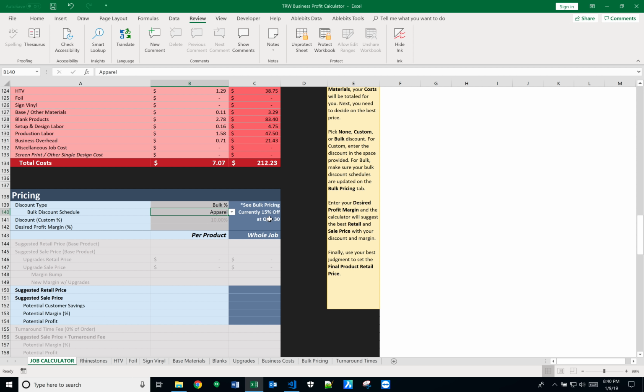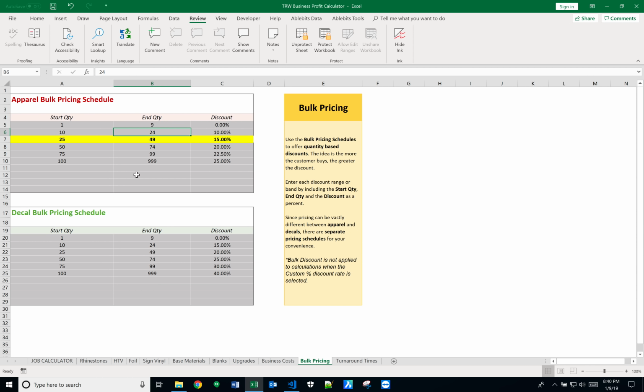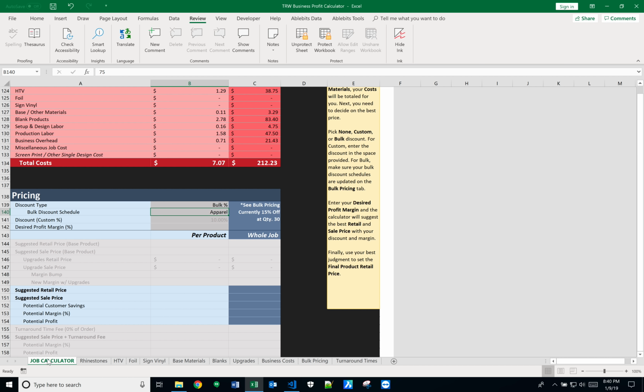You can see it says currently 15% off at quantity 30. Remember, our quantity is 30 for this whole job. What it's doing is a lookup of this bulk pricing, and it even highlighted it for us. It's saying this job falls in this tier here. There's 30, that's between 25 and 49. That means they get a 15% discount. So it's automatically going to apply that 15% discount based on our schedule to this order.